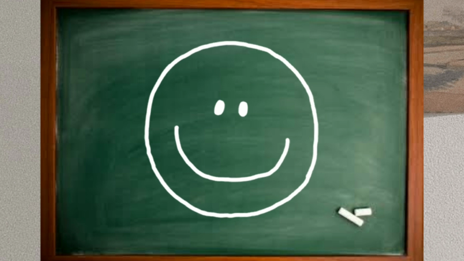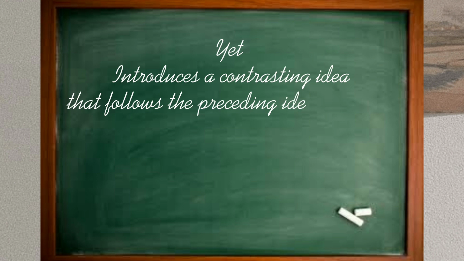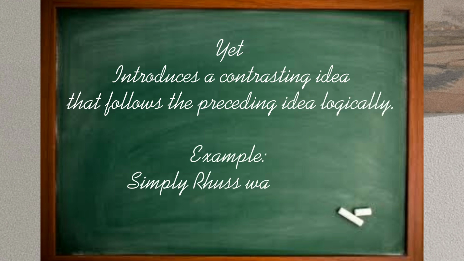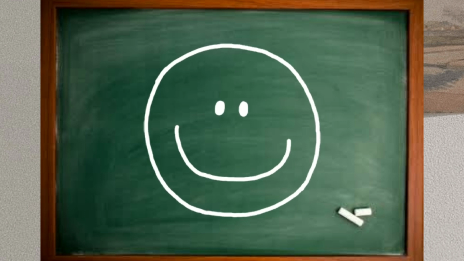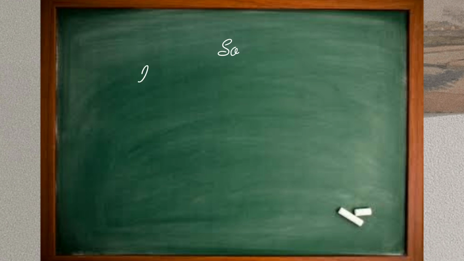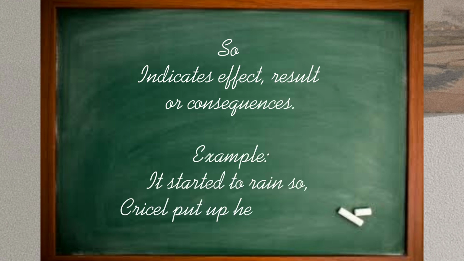So let's proceed to the next conjunction, and that is yet. So the conjunction yet is introducing a contrasting idea that follows the preceding idea logically. Here's the example. Simply Rose was scared, yet she enjoyed it anyway. Do you find the difference? If you already know the difference, now let's proceed to the last one, and that is so. So indicates effect, result, or a consequence. Example, it started to rain, so Chriselle put up her umbrella.